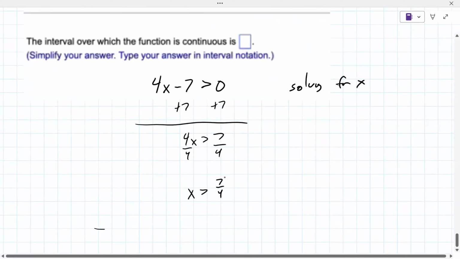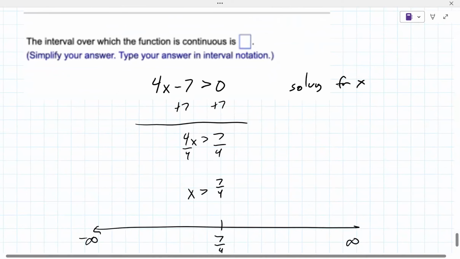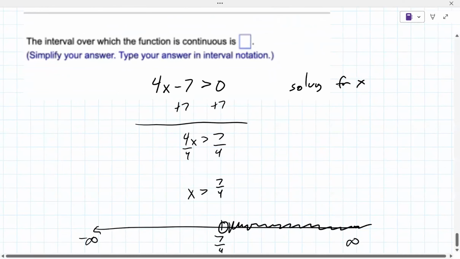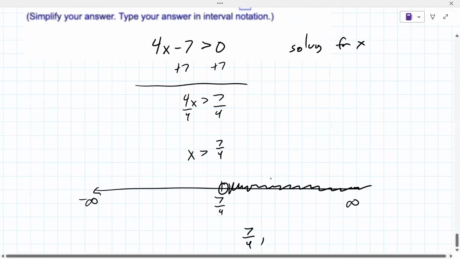So if we go to a number line, minus infinity to infinity, there's 7 over 4. It's everything to the right. So in terms of your interval, it's 7 over 4 to infinity with parentheses. So you have to solve it greater than 0 to get this number, and then because it's greater than this, it's everything to the right. Right forever is infinity. So this is your final answer, with the parentheses.